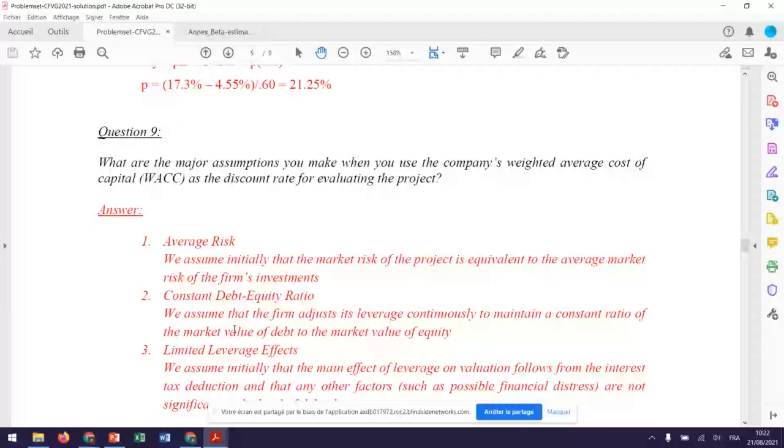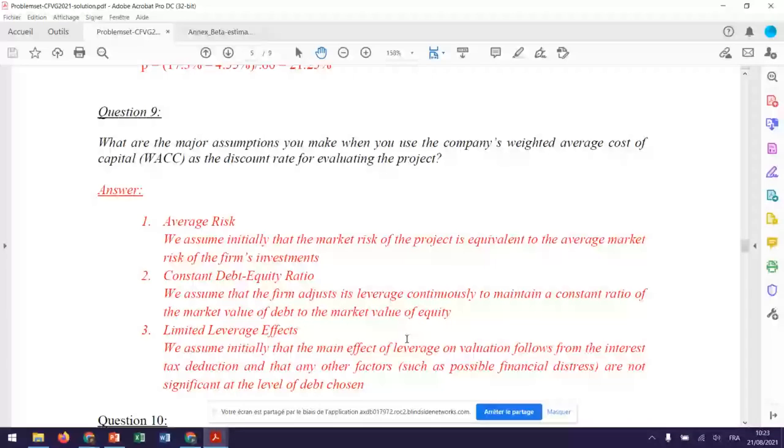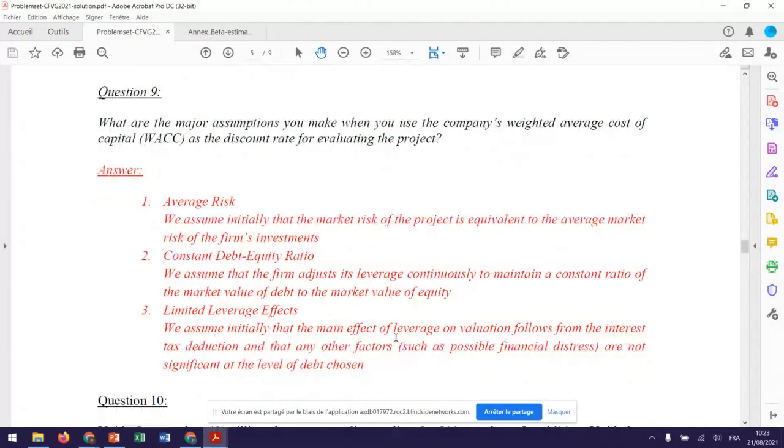You also assume that the firm adjusts its leverage continuously to maintain a constant ratio of the market value of debt to the market value of equity. It means you assume the capital structure does not change when you do those projects, because remember we calculate the WACC based on the capital structure at that particular moment. We also assume that the main effect of leverage on valuation follows from the interest tax deduction, and that other factors such as possible financial distress are not significant at the level of debt chosen. So there are no other side effects of leverage. We can learn later that when the firm increases its debt for a new project, the cost of debt may also increase because it increases the probability of default.